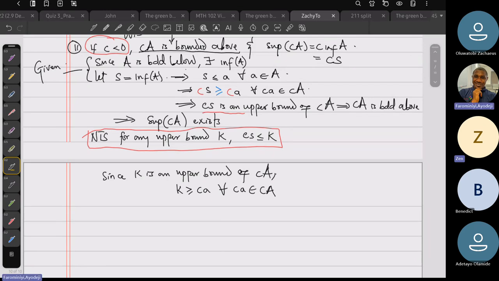So you have to be playing with definitions. Definition of upper bound, definition of lower bound, definition of supremum, definition of infimum. These are the things that you'll be using together. Then with properties of real numbers in terms of equalities, inequalities, translations, transitivity, and all of these things. These are the things you'll be putting together to construct a solid proof. So K is greater than or equal to CA. This is just the definition of upper bound.